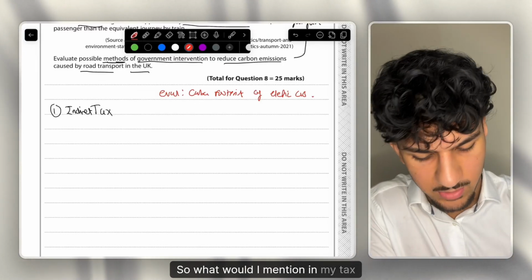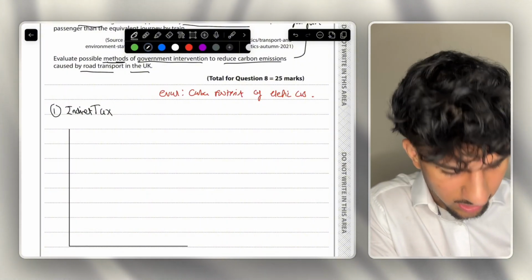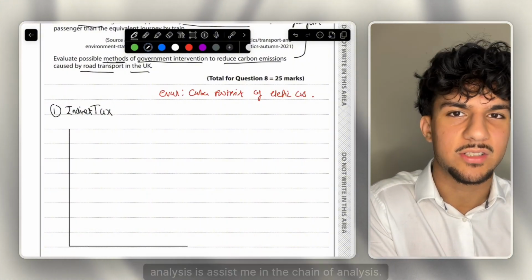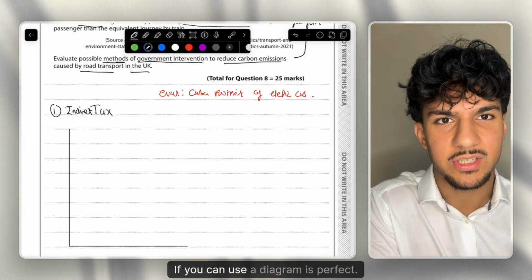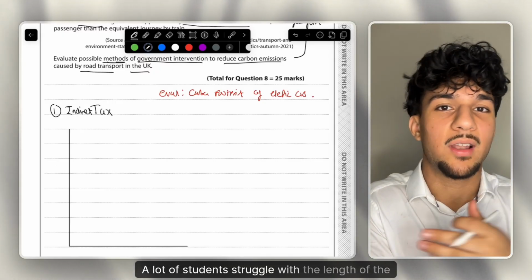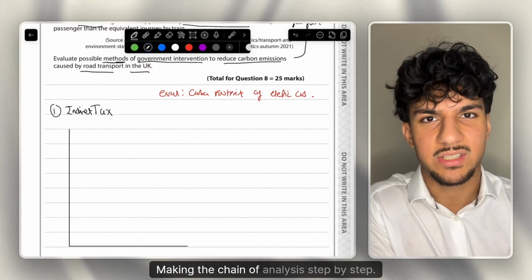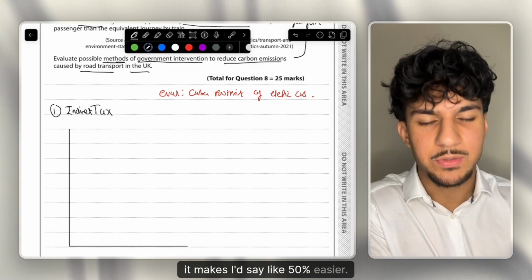So what would I mention in my tax paragraph? The first thing, the big thing, and the main thing that's going to drive my chain of analysis, and this is how you need to think of diagrams. If you can use a diagram, it is perfect. Why? Because it just helps you. A lot of students struggle with the length of the chain of analysis, making the chain of analysis step by step. But if you can include a diagram, it makes it, I'd say, like 50% easier.